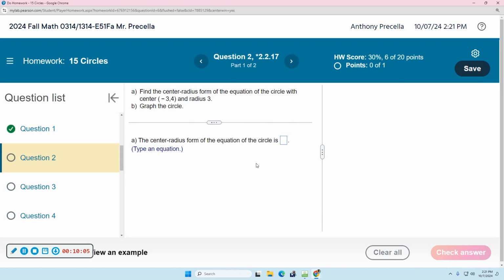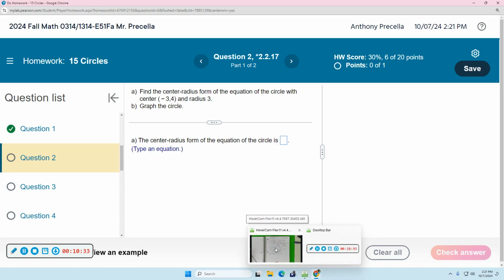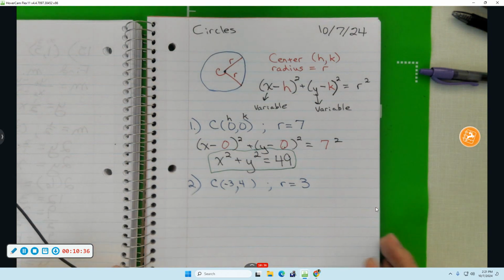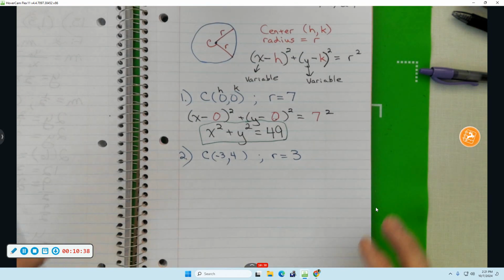Number 2. Well, we couldn't stay centered at the origin forever, so we're going to find the center radius form of the equation of the circle. This is number 2. Let me write it down. The center is at -3, 4, and the radius is 3. Same instructions. Write the equation first and then draw the graph.